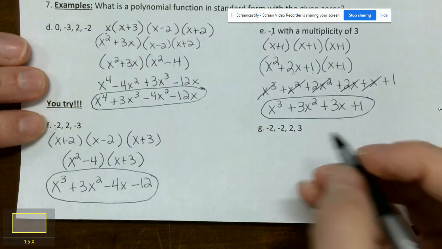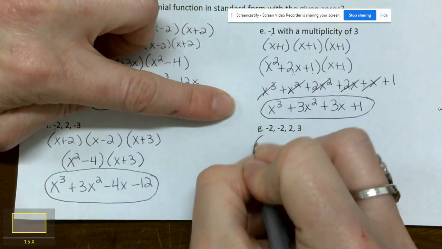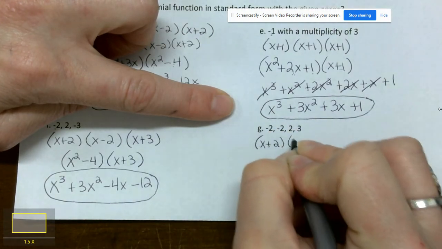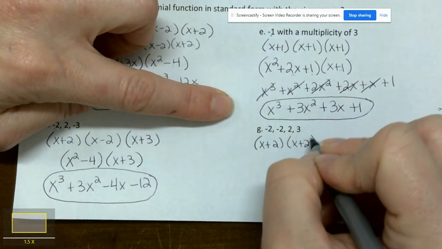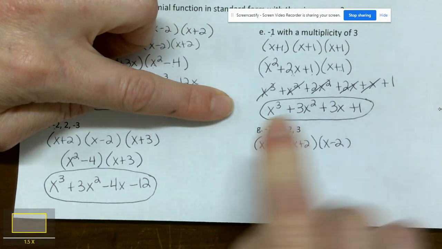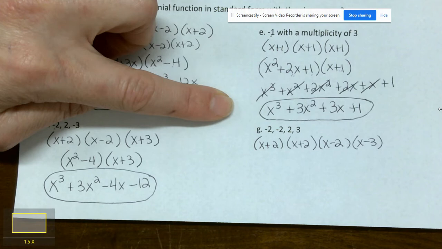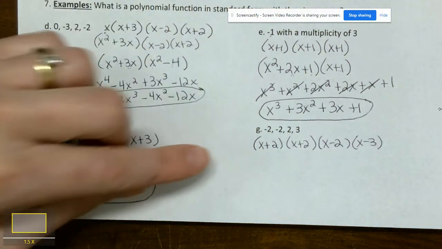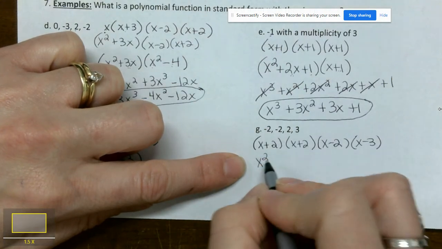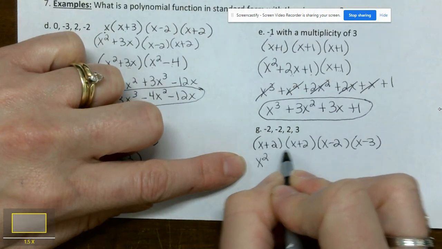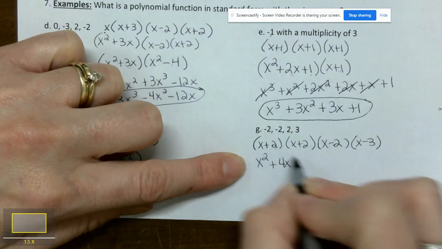Our last example, G, notice you had the number negative 2 twice. So that means you're going to have an x plus 2 twice. And you're going to have an x minus 2 because of the positive 2, and an x minus 3 because of the positive 3. Okay, I'm going to multiply these two first. That's going to be x squared, plus 2x plus 2x is going to be plus 4x, and then 2 times 2 would be 4.